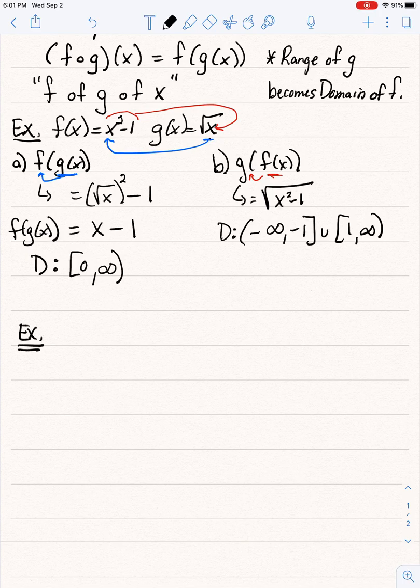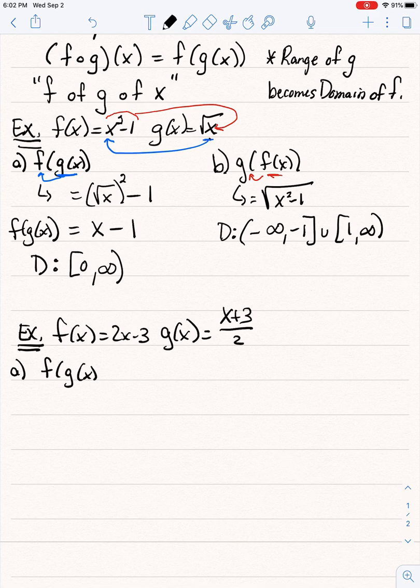Okay, let's take a look at another example. This time let's do f of x equals 2x minus 3, and g of x equals x plus 3 over 2. First let's do the composition f of g of x. The g function is going to plug into f, so it's like taking f of x plus 3 over 2. So we'll do 2 times x plus 3 over 2, and then a minus 3.